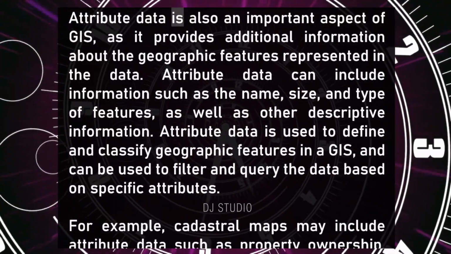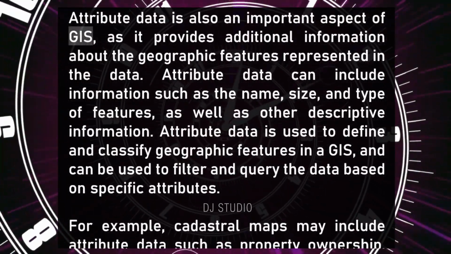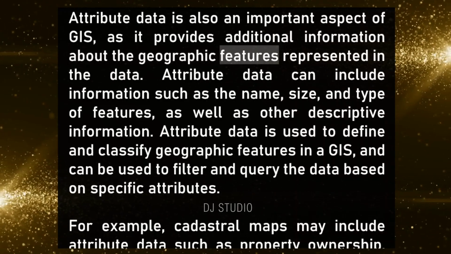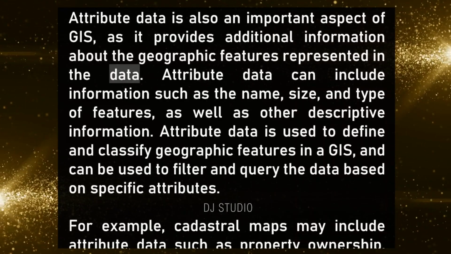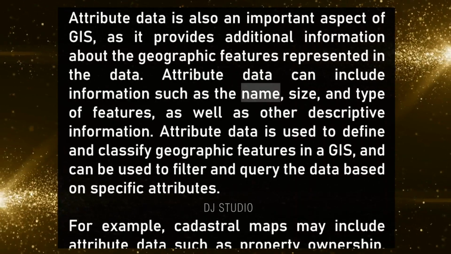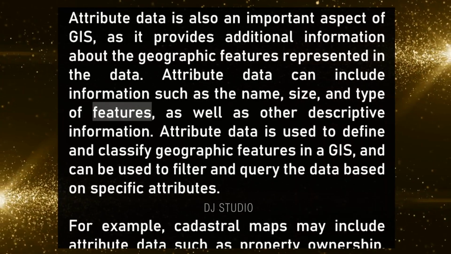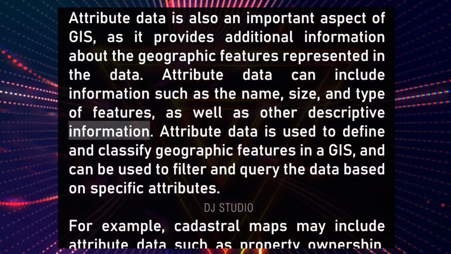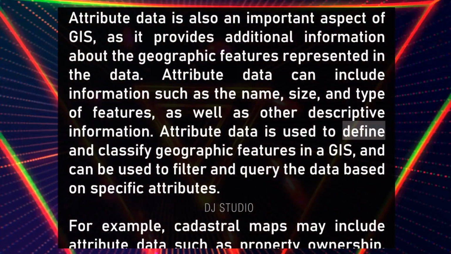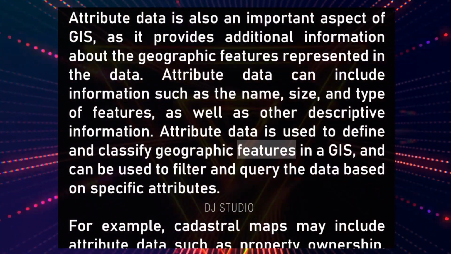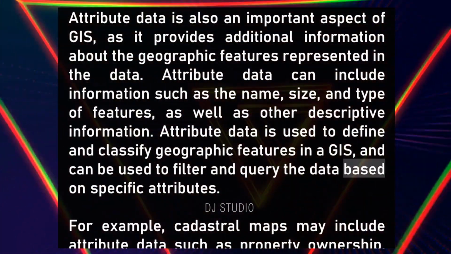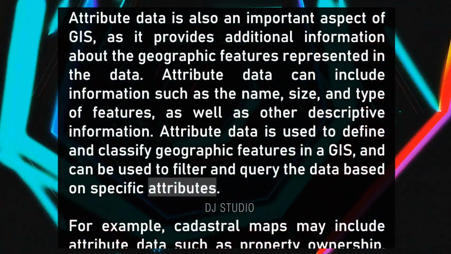Attribute data is also an important aspect of GIS, as it provides additional information about the geographic features represented in the data. Attribute data can include information such as the name, size, and type of features, as well as other descriptive information. Attribute data is used to define and classify geographic features in a GIS, and can be used to filter and query the data based on specific attributes.